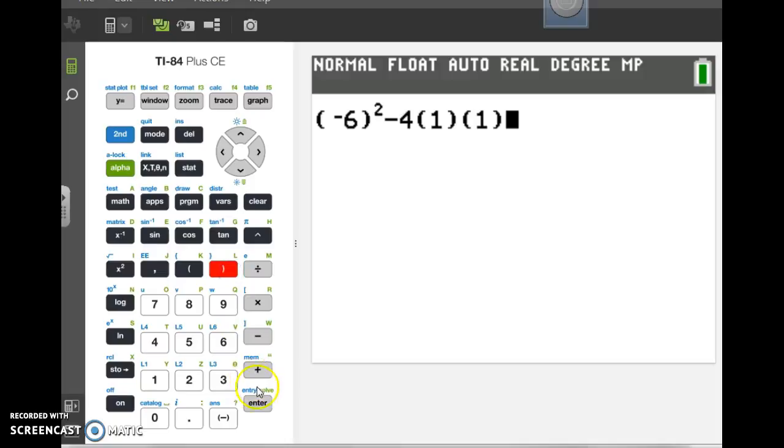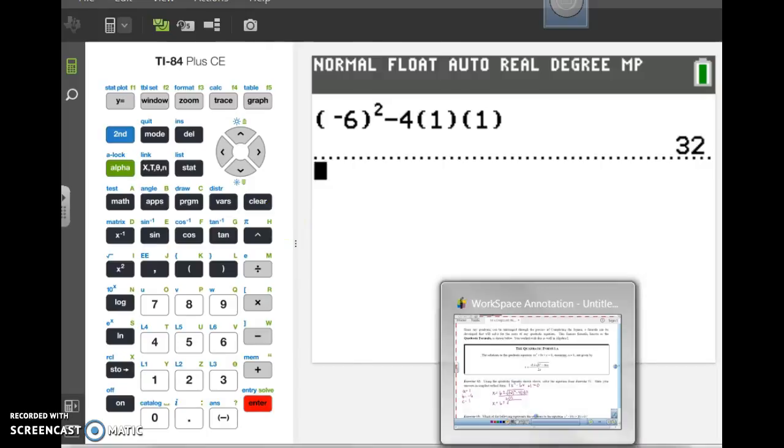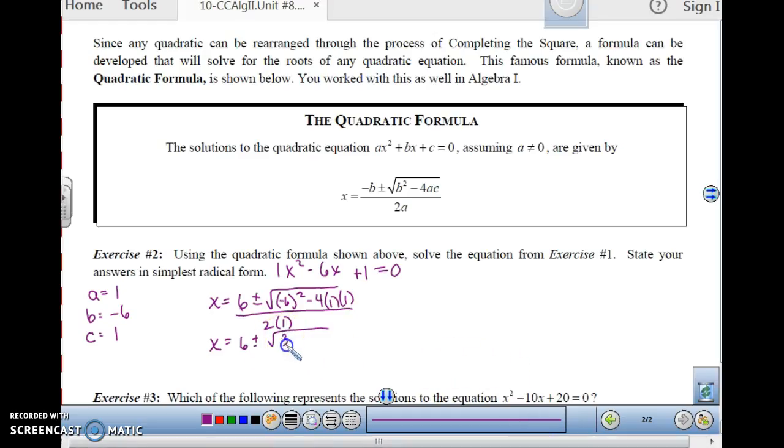You could probably even do that in your head, really. So this comes out to be 32. So if I go back to here, this is going to be 6 plus or minus the square root of 32 all over 2. All right, now I want to simplify the square root of 32. This is going to be x is equal to 6 plus or minus, the perfect square that goes into 32 is 16. So it's 16 times 2 all over 2.